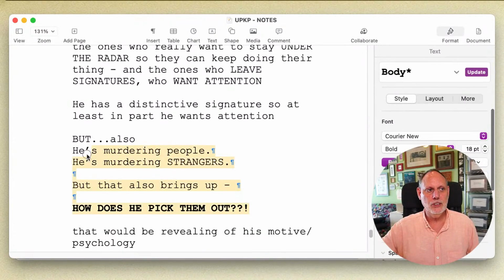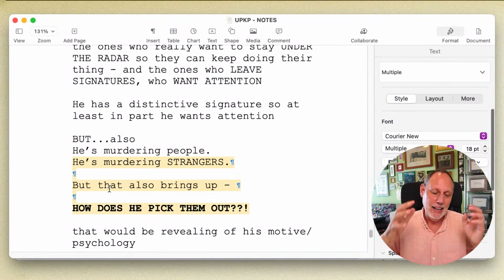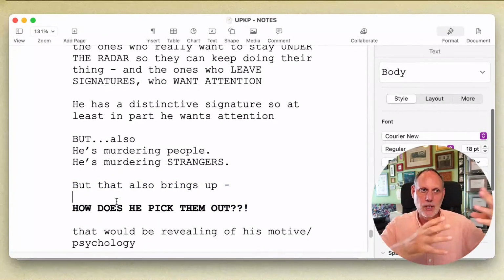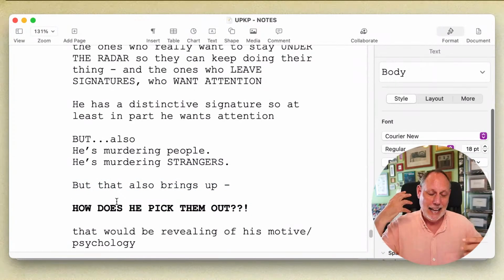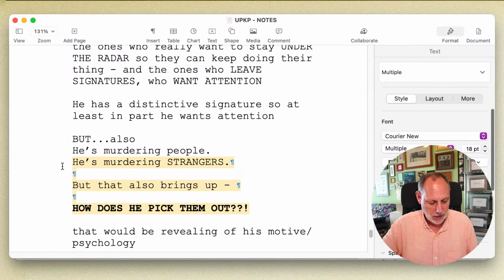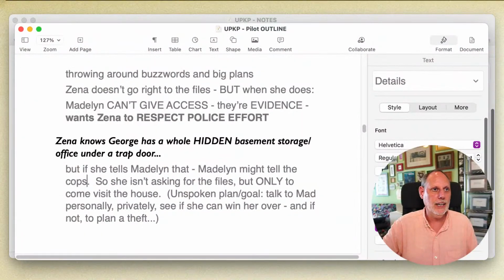This also raises the question: he's murdering strangers. How does he pick them out? I haven't figured that out yet, but I want you to see the process of my writing notes. As I think of things, I write them down, get them on the page so that later on you can figure this out. I'm just going to put that in the outline before I forget it.